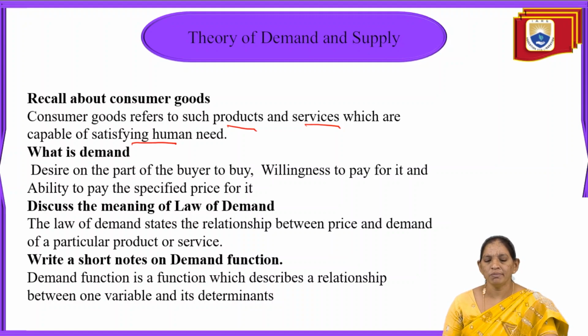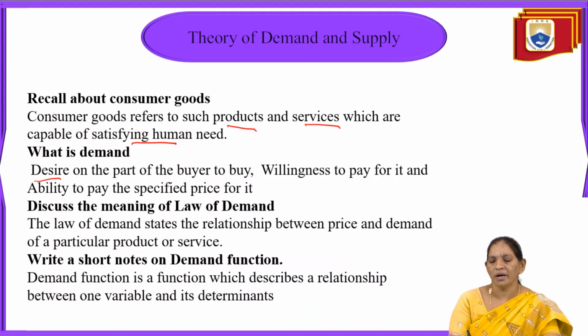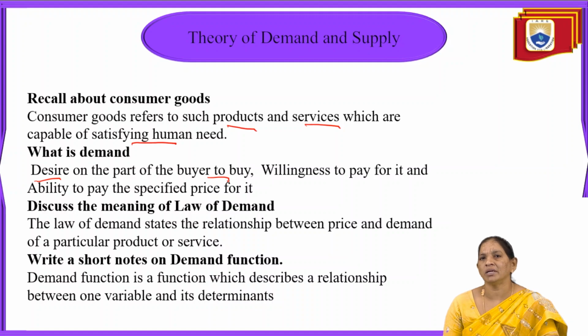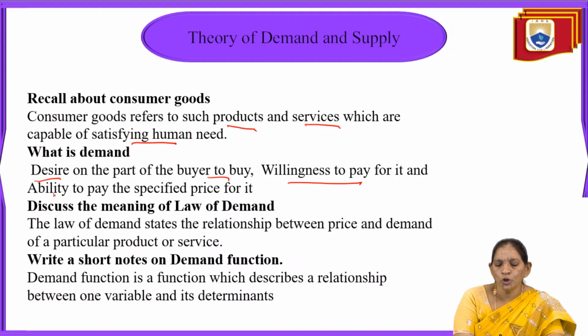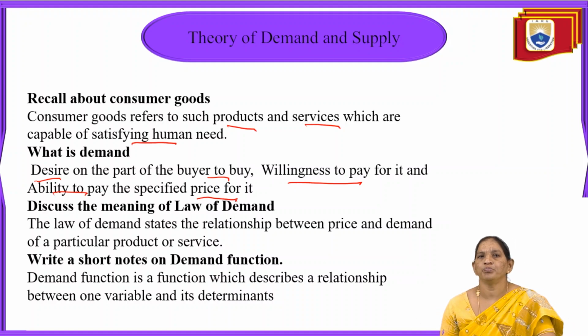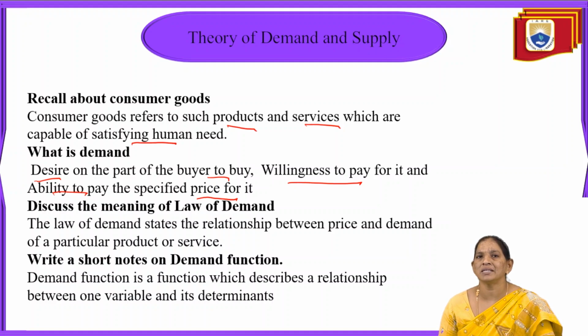What is demand? Demand is a desire. Demand on the part of the buyer means what he wants to buy, what he is willing to pay, and his ability to pay at a specific price for it. Demand is the desire or intention of the consumer, expressed as willingness to purchase that product, and ability means purchasing power. Enough money should be there in order to purchase that good. That we call ability or purchasing power at a specific price. Desire plus willingness plus ability to purchase, we can call demand.